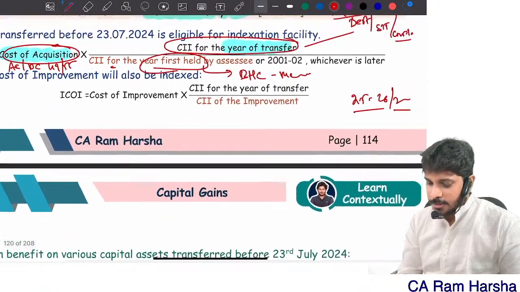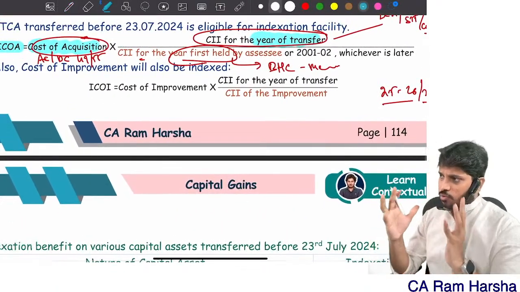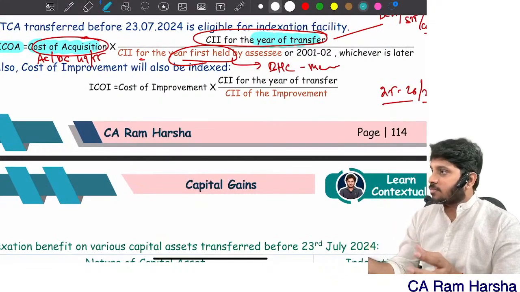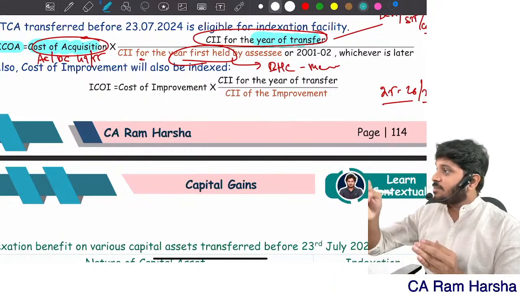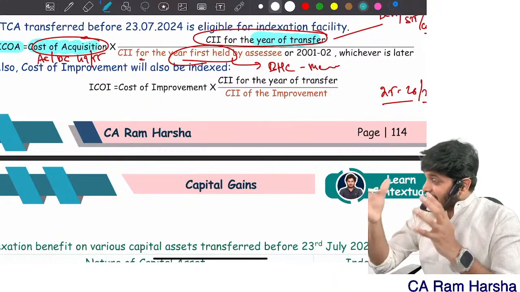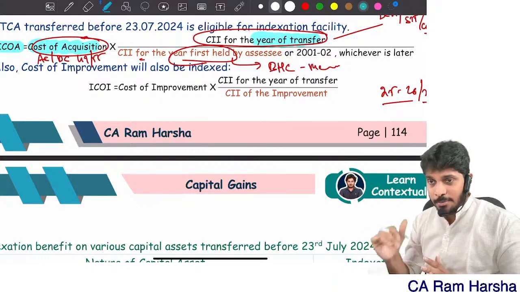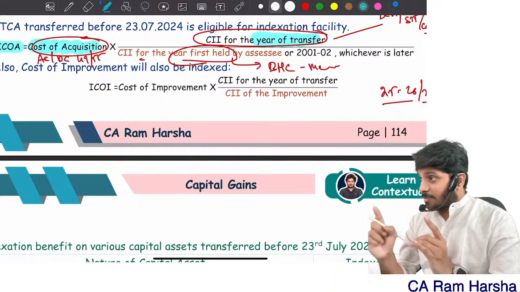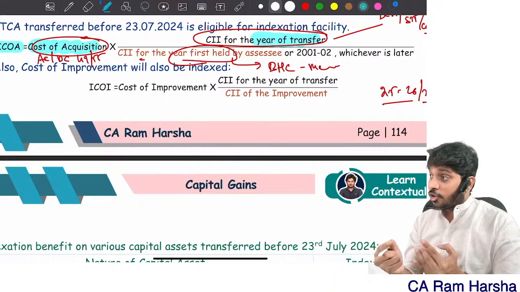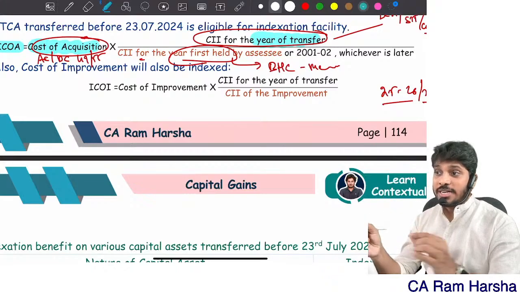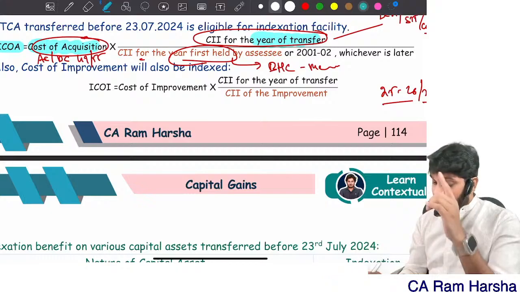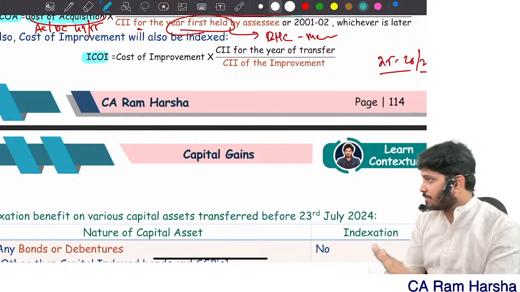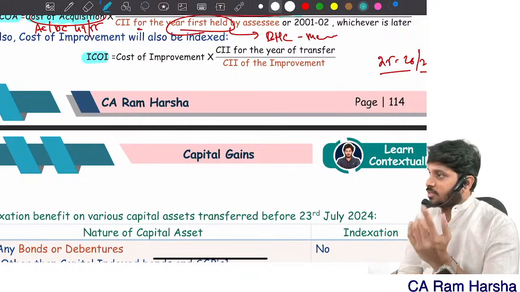Then, same way, once you get an asset, you might have done some improvements to it. For example, you purchased a land, that's acquisition cost. Later you constructed a building, that's an improvement cost. Later that land and building together is sold, in 2024-2025. What you sold? Land and building. But what you acquired originally? Land. What you constructed later? Building. Land cost is treated as acquisition, building cost is treated as improvement. Now improvement is also eligible for indexation. Remember, indexation will come only for long-term capital assets, that too if the transfer is before 23rd July 2024.